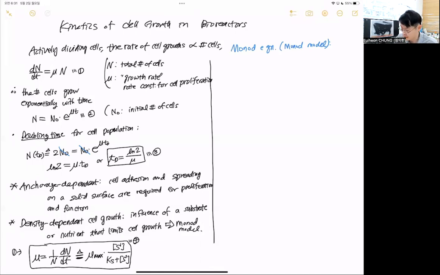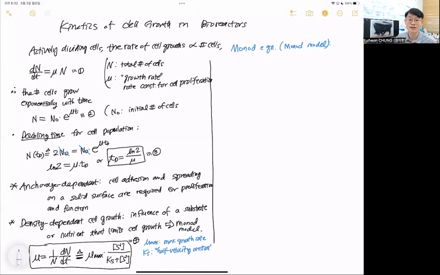Here, let me define this. Here mu sub max is really the maximum growth rate. And of course, the S is the substrate concentration. Then another one, K sub S, is defined as the half velocity constant.